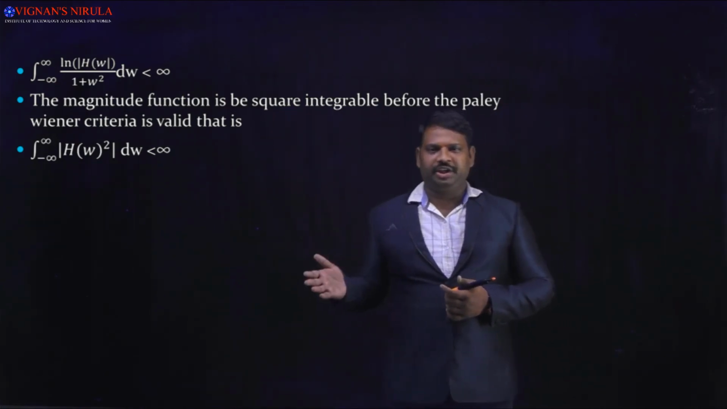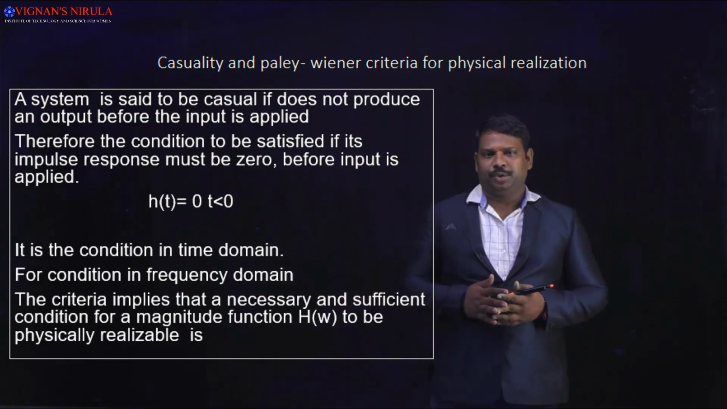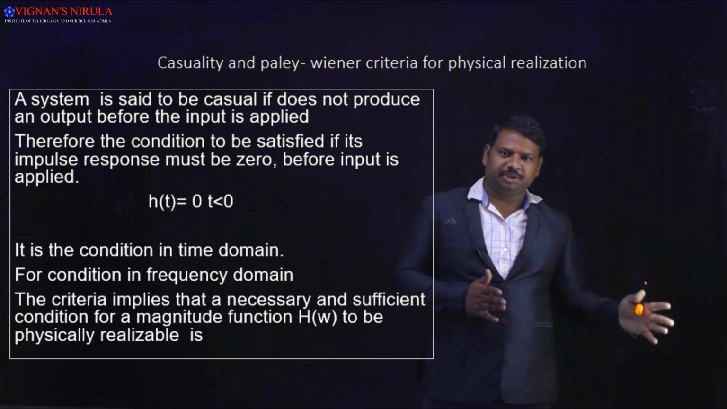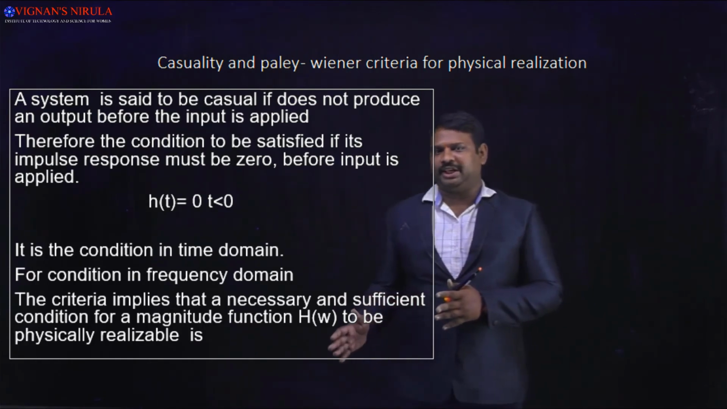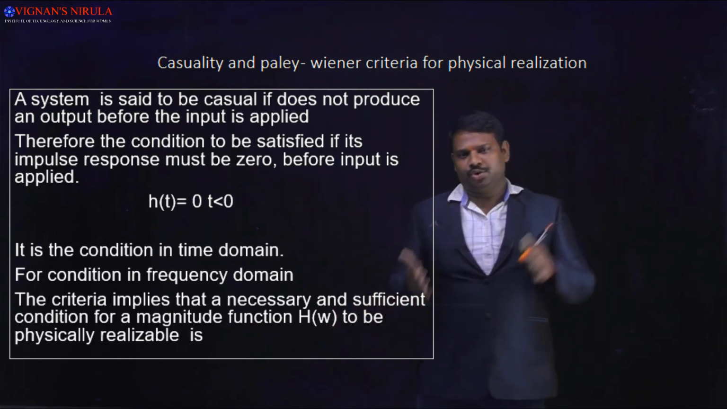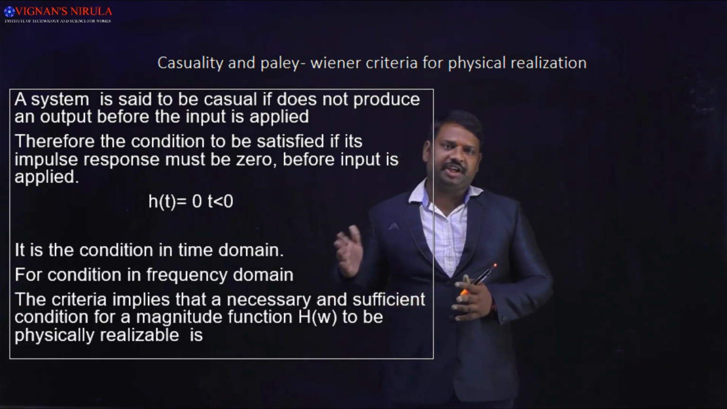For checking in the time domain, the equation is h of t equal to 0 for t less than 0. When it is 0 for t less than 0, the system is said to be causal and physically realizable. When h of t is not equal to 0 for t less than 0, it is non-causal, hence it is not physically realizable. This is the condition for checking in the time domain.